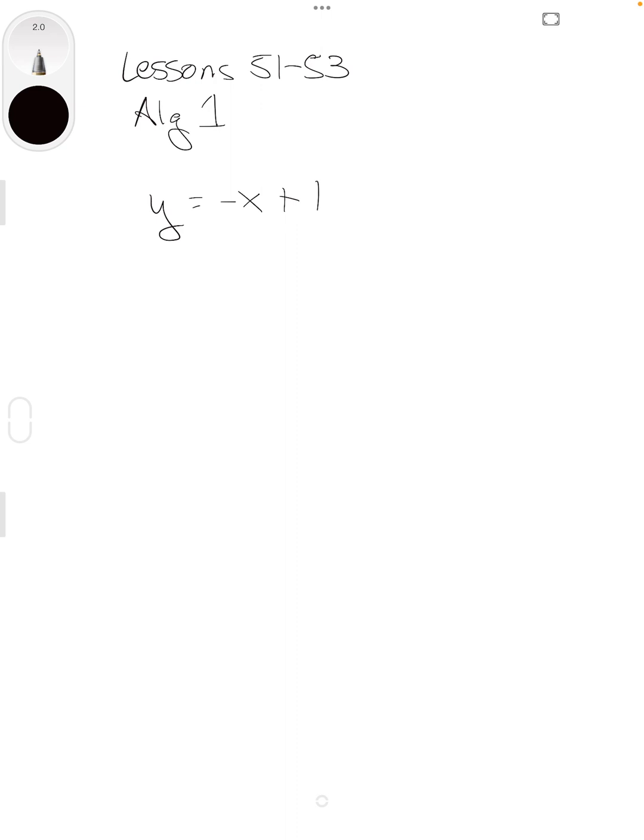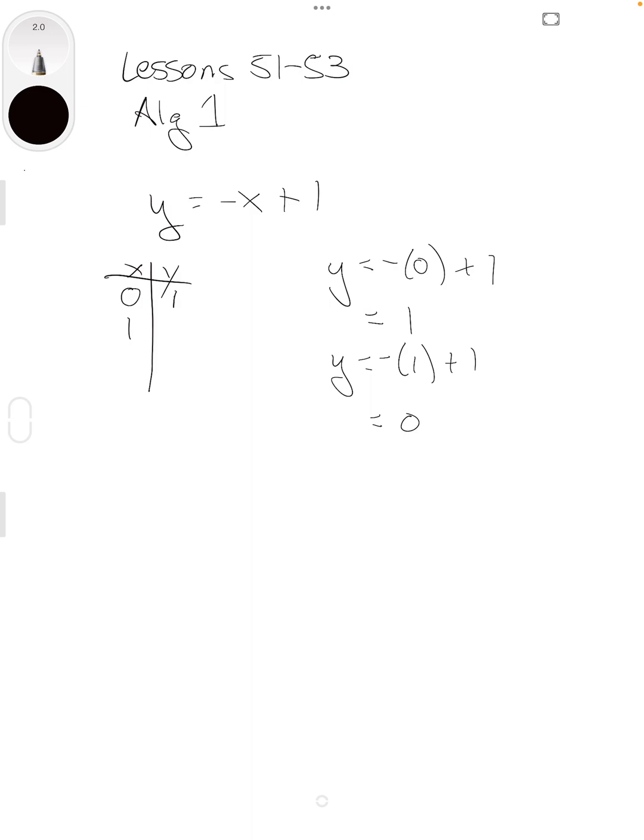What you're being asked to do in this particular lesson is simply make what I will call an xy chart. In other words, if x is something, what's y? So let's say, for example, x is 0. In this equation, then y equals negative 0 plus 1, or y equals 1. And so that's how we fill out a chart. We say, okay, what about if x is 1? And we say, well, y equals negative 1 plus 1, which is 0. So y is 0. So this is an xy chart.